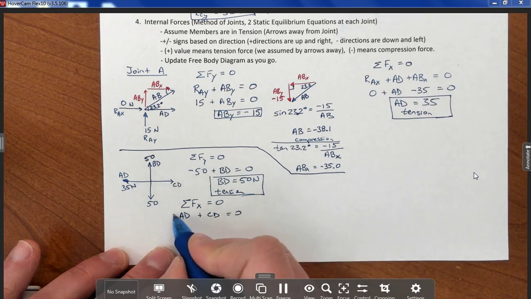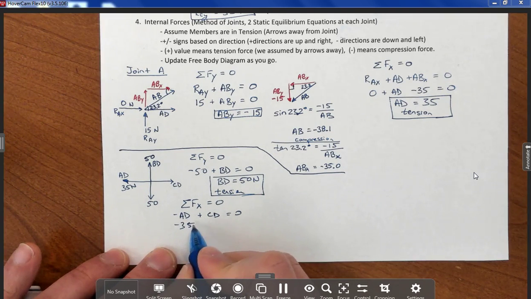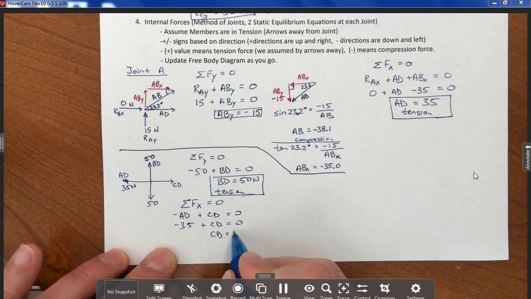AD I know is going to the left, so I know that's negative. CD I don't know, so this is going to be a negative 35 plus CD is 0. Add 35 to both sides and you get 35 newtons. Again, positive means tension.